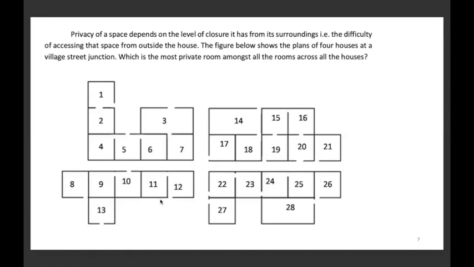The figure below shows the plan of 4 houses at a village street junction. What is the most private room amongst all the rooms across all the houses? Okay. We'll look at it now. So here we look at all the pathways that we can take up to reach a room. Okay, one is directly accessible.